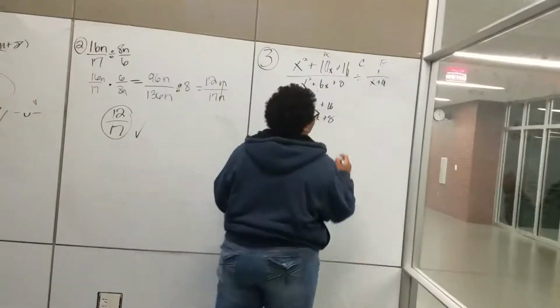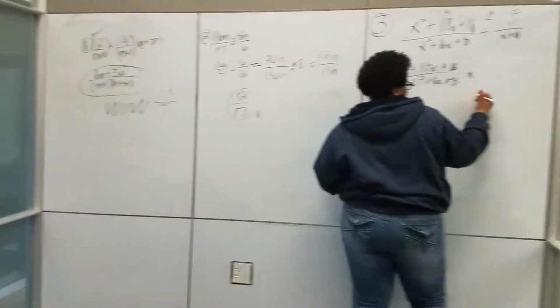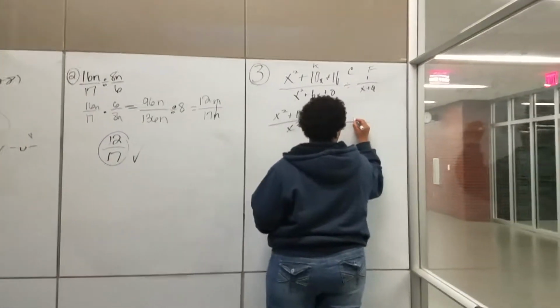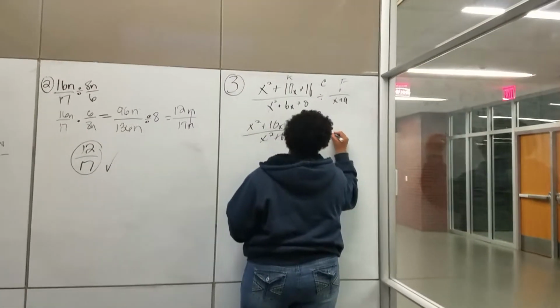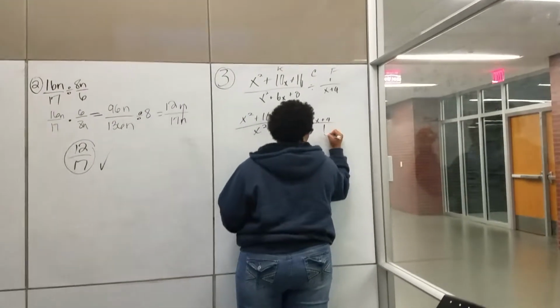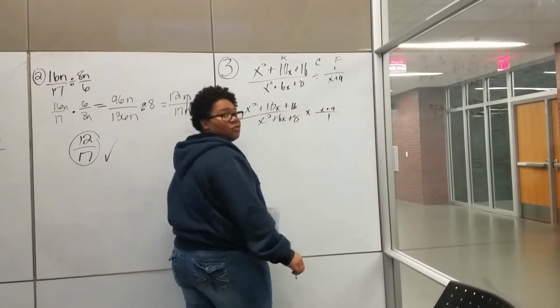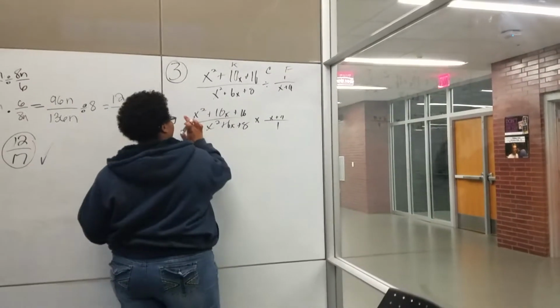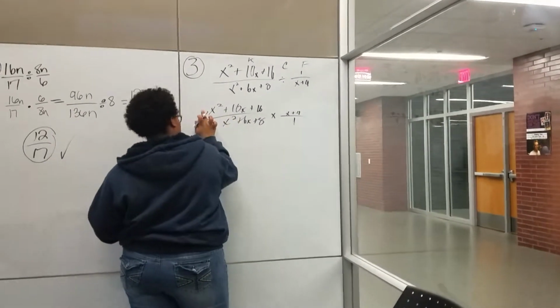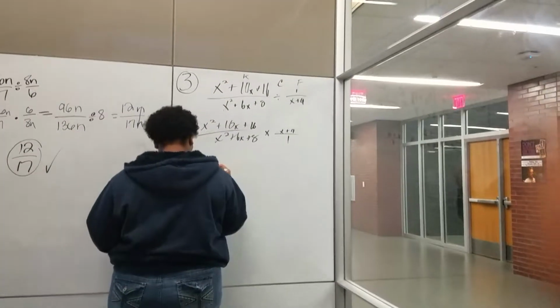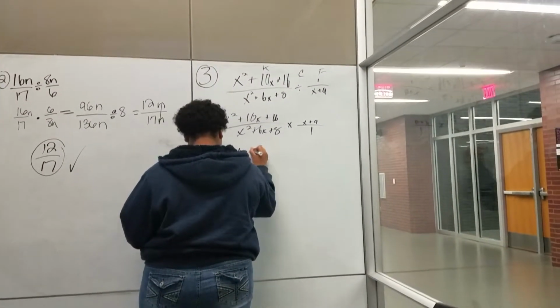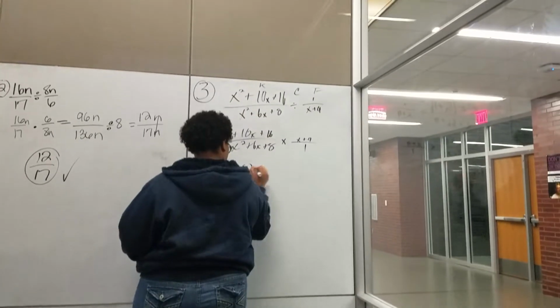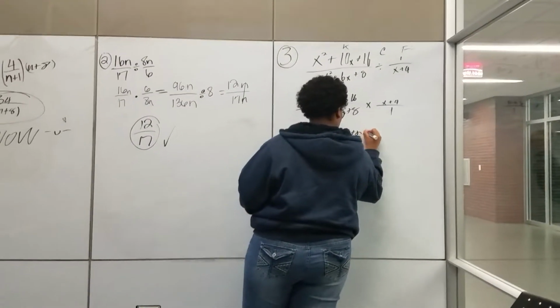Keep that. Then you change the division to multiplication. And then you flip the 1 over x plus 4 to x plus 4 over 1. And then you factor it out. So x squared plus 10x plus 16 would be factored out to x plus 8 times x plus 2.